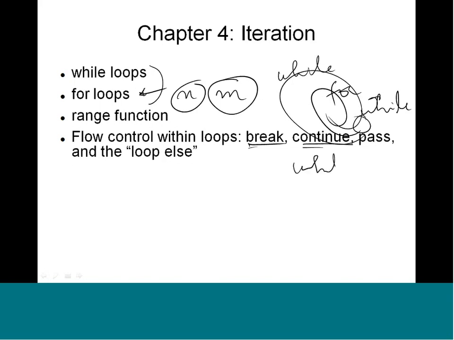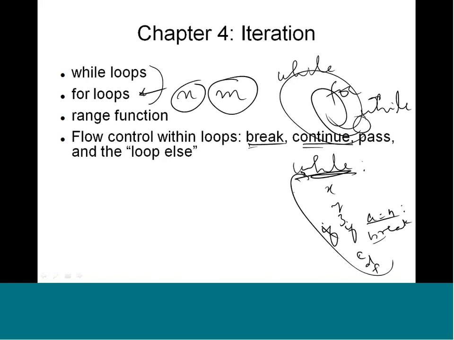So say you have a while, and then you have x, y, z, then if A equal to B, and then you have break, then you have again C, D, F. If this is your while loop, and this A equal to B happens, then immediately the loop is broken, and then the condition is retested and it goes back to here.